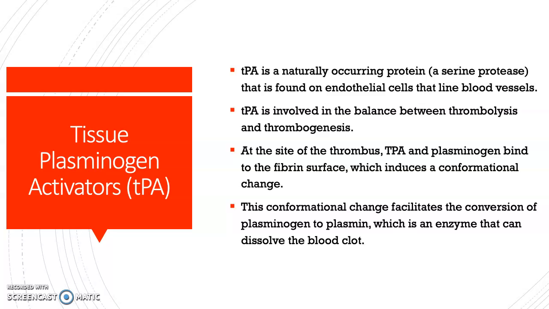And TPA is involved in the balance between thrombolysis, which is the treatment to dissolve dangerous blood clots, and thrombogenesis, which is the creation of these blood clots. At the site of the thrombus, TPA and plasminogen will bind to the fibrin surface, and this induces a conformational change. And this conformational change is what facilitates the conversion of plasminogen to plasmin, and plasmin is the enzyme that does dissolve the blood clot.